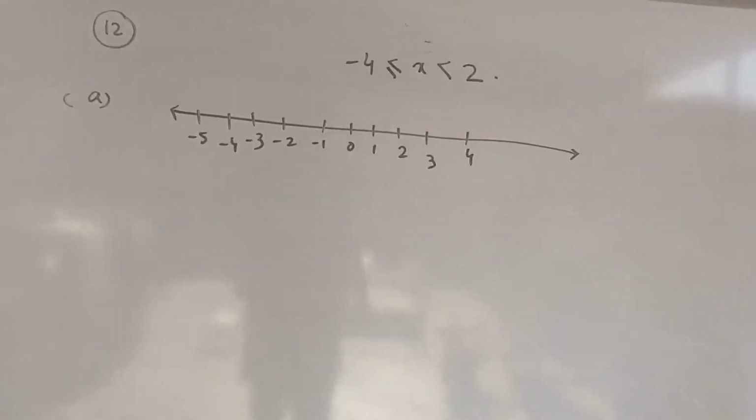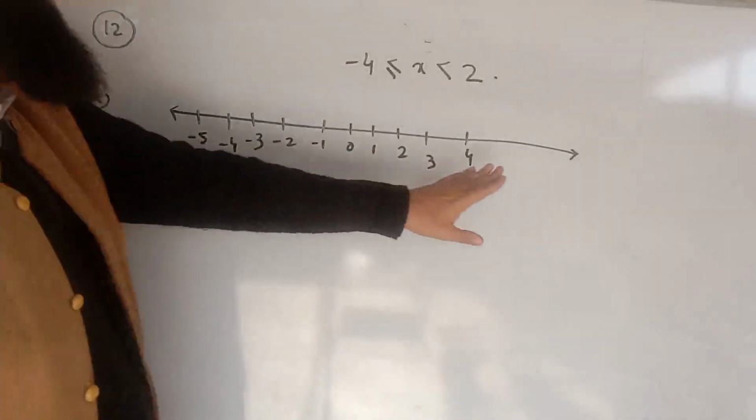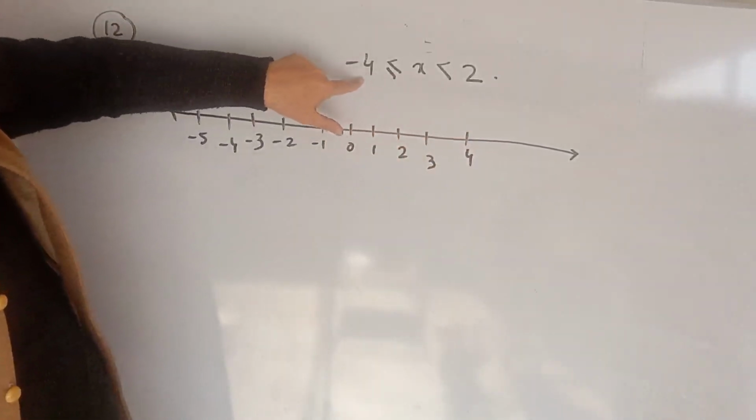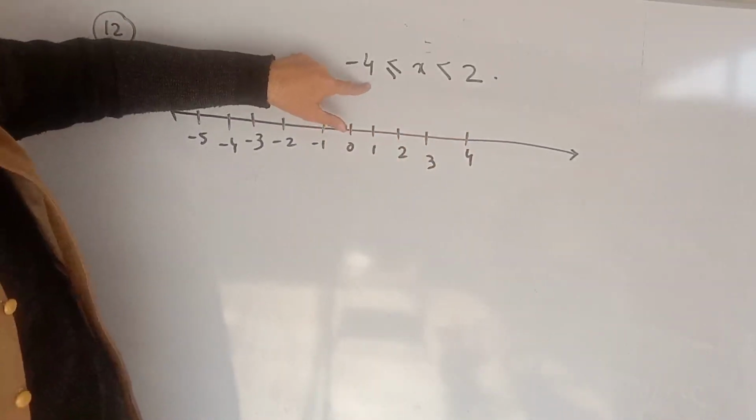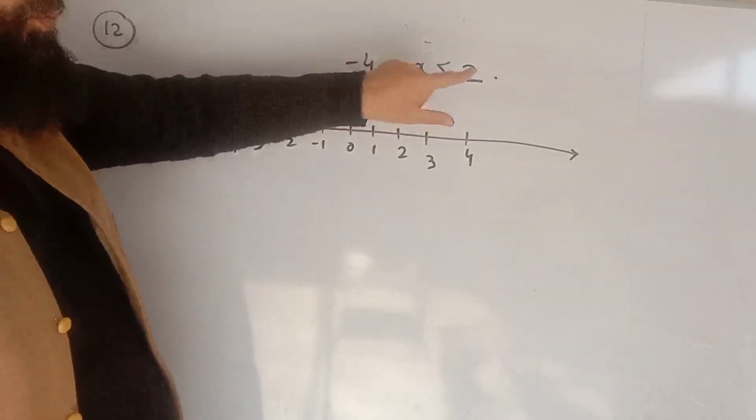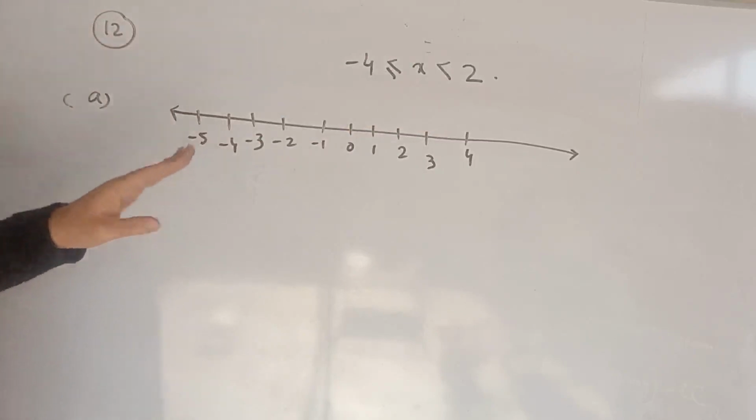Next, question 12, part A. We are given a number line in the answer space, and the question is we have to represent this inequality: minus 4 is less than or equal to x, which is less than 2. We have to represent this on the number line.